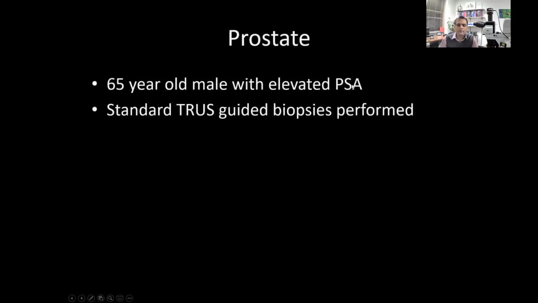So case 1 is from the prostate. This is a 65-year-old male patient who presented with elevated PSA on screening, and he had standard transrectal ultrasound-guided biopsies performed.